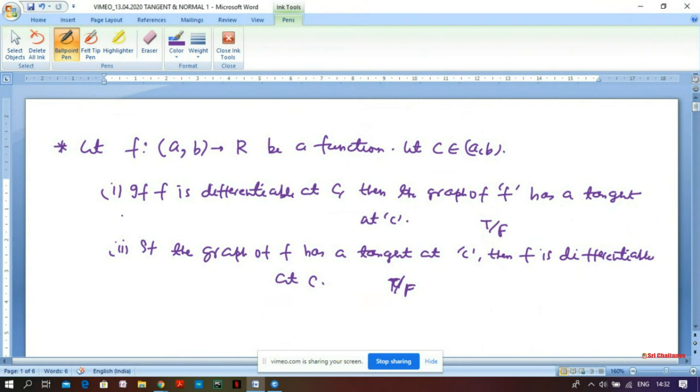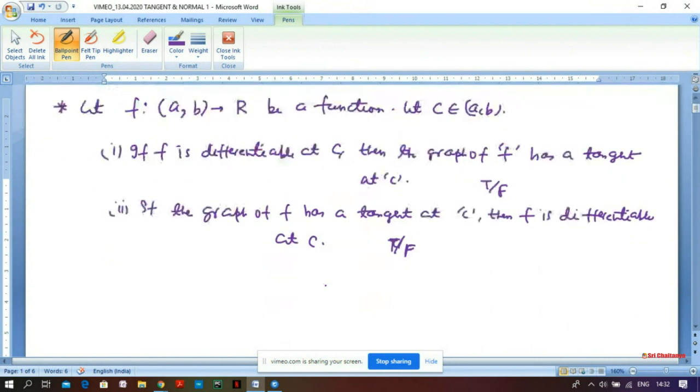Statement one is that if f is differentiable at c, then the graph of f has a tangent at c. And the next statement is that if the graph of f has a tangent at c, then f is differentiable at c. You have to decide which of the two statements is true and which is false. Let me tell you the answer first, and then we will discuss why it is happening.